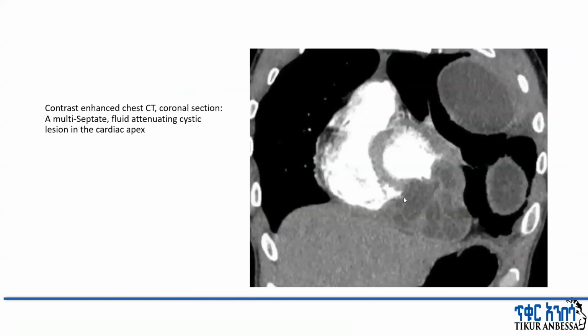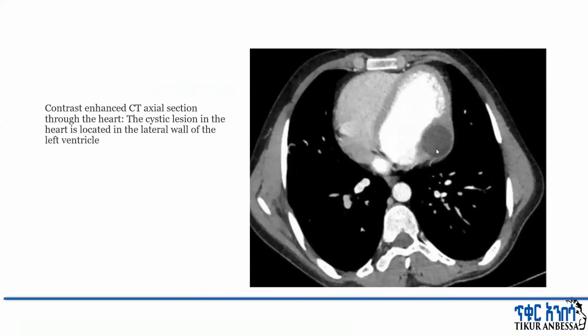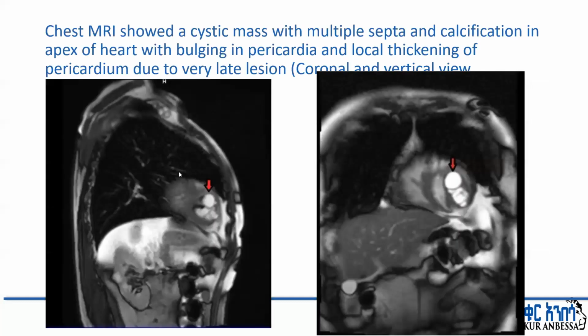Here you can see a left ventricular hydatid with a well-defined border. There is associated lung hydatid, and you can also see the left ventricular hydatid. So it's common to have. In our context, you should think of hydatid cysts as a differential diagnosis for any cardiac left ventricular mass. Here is a CT, and the MRI showing a cystic mass with multiple septa and calcification in the apex of the heart, with bulging into the pericardium.